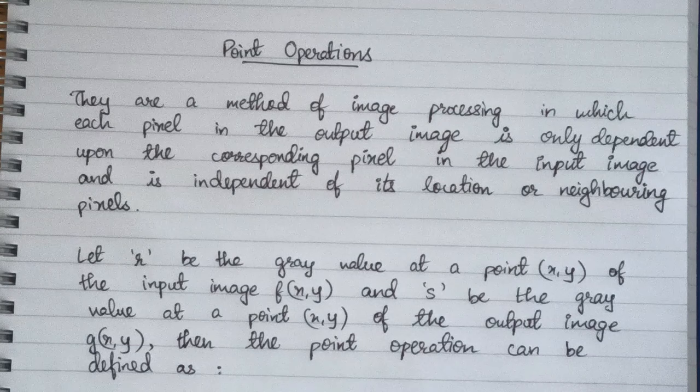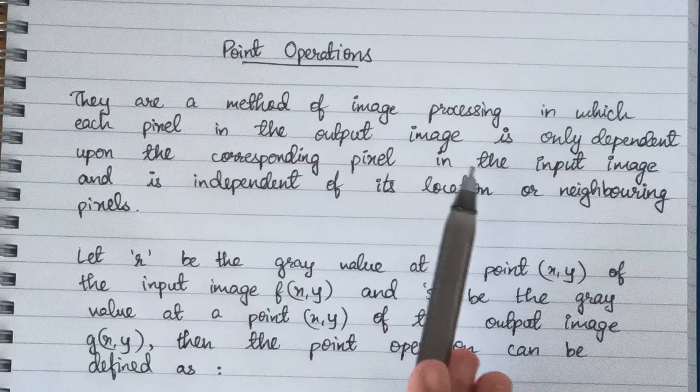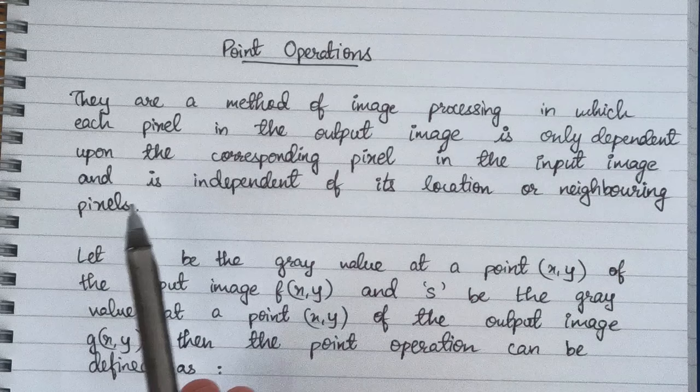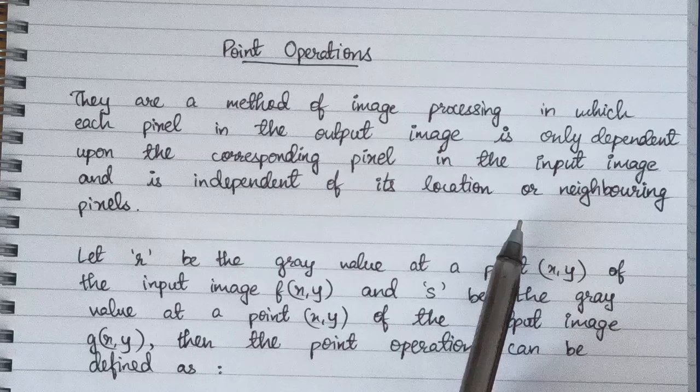Now point operations also come under image enhancement. What are point operations? They are a method of image processing in which each pixel in the output image is only dependent upon the corresponding pixel in the input image and is independent of its location or neighboring pixels.